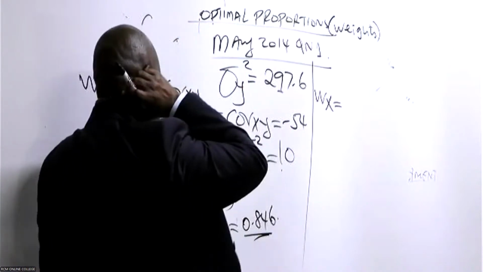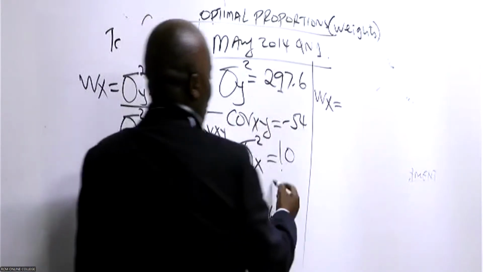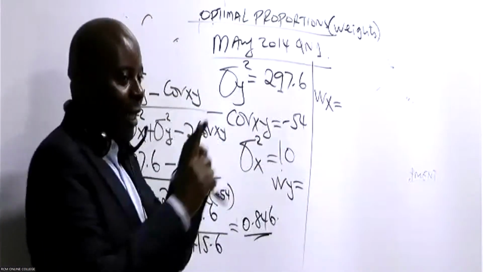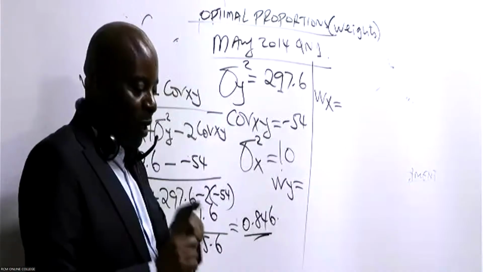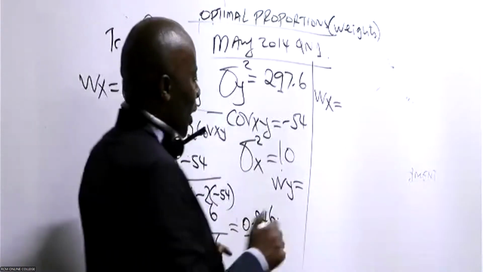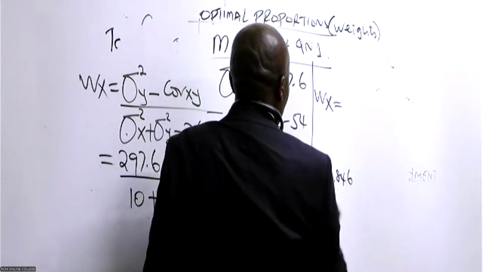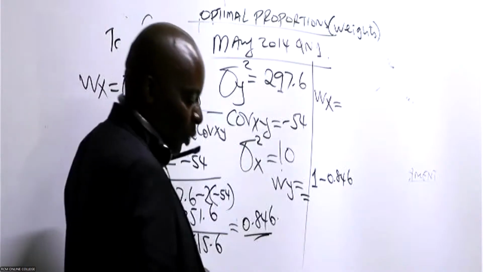So if you've gotten the weight of X as 0.846, what do you think will be the weight of Y? The two must always add up to 1. So to get weight of Y, I will take 1 minus 0.846, which will end up giving us 0.154.